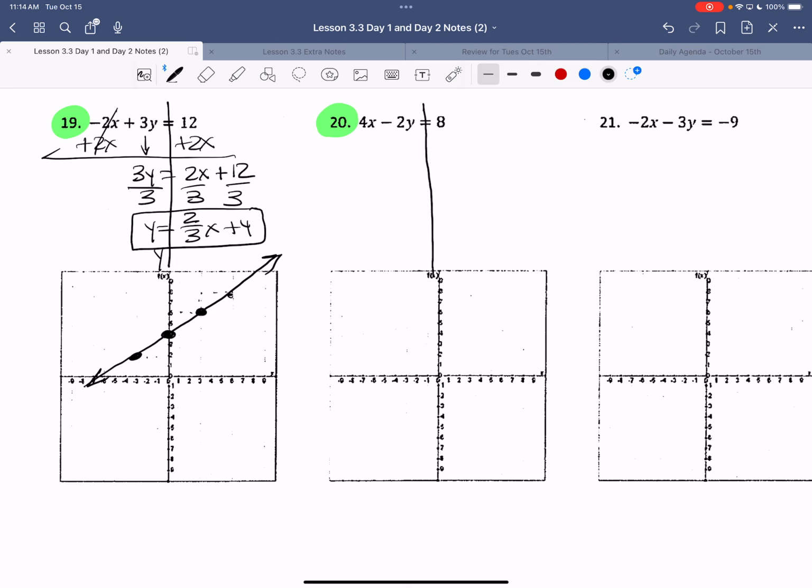Let's see, Ethan, how to do this one? Subtract 4. Okay, you said subtract 4 from 4x? 4x, yes. Well, that makes a difference. Subtract it from 8. You do realize that there's a difference between subtract 4x and subtract 4, right? Those are two different things. Okay. Okay, now what?